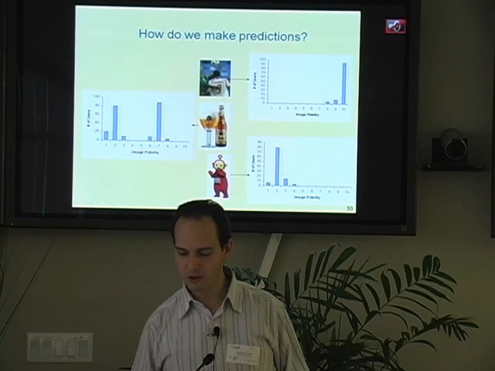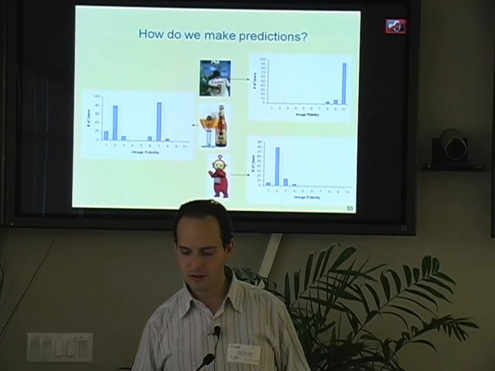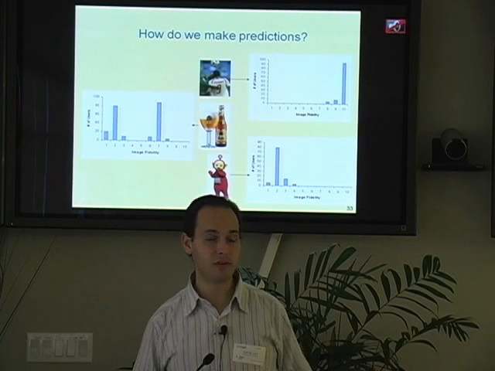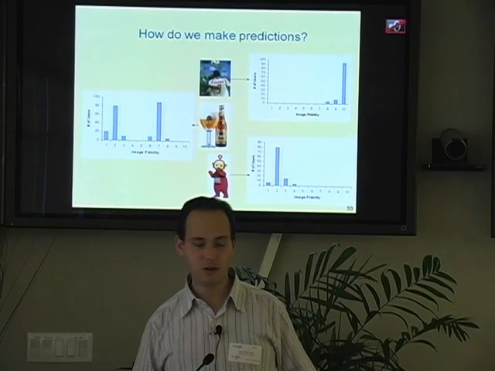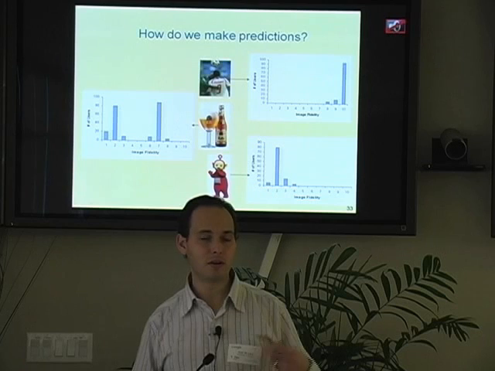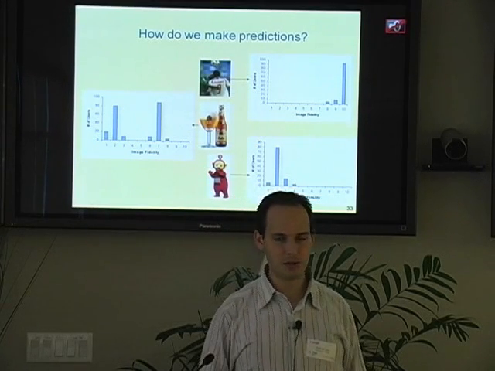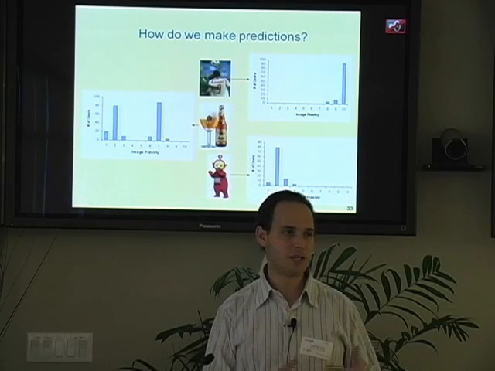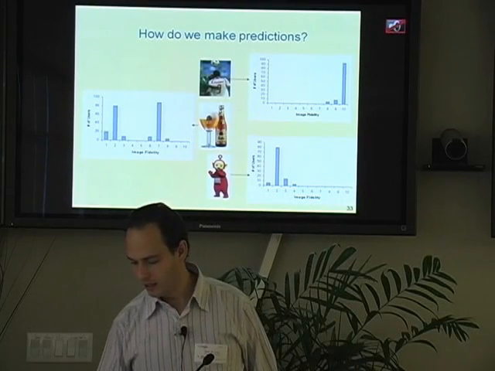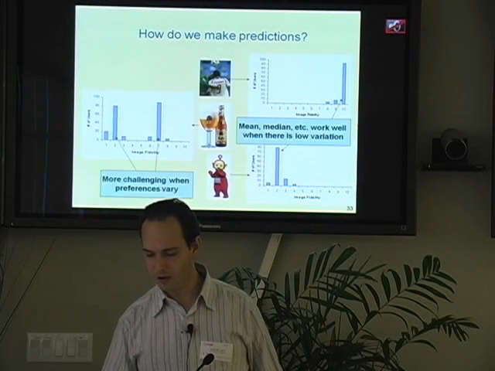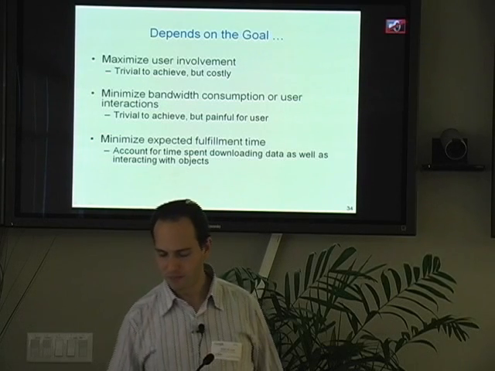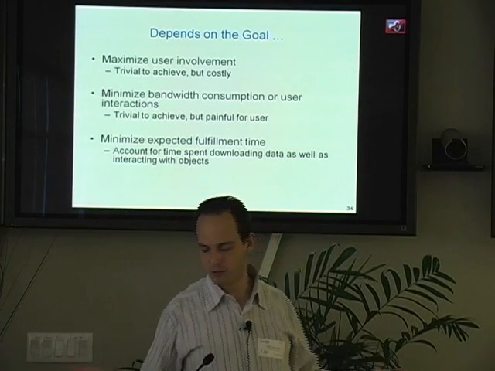If you serve the image at high fidelity, you're going to be wasting bandwidth for the users that want the low fidelity one. If you serve the image at low fidelity, you're going to force those users that want high fidelity to interact with the system. So they're going to have to put more effort into it, and the total time that it takes them to accomplish the task will actually go up. So the question is, well, what should we do?